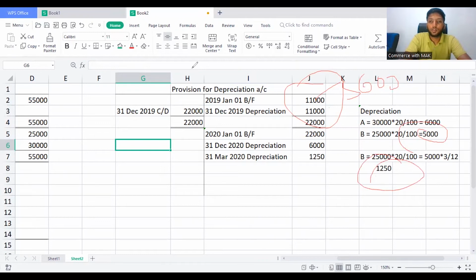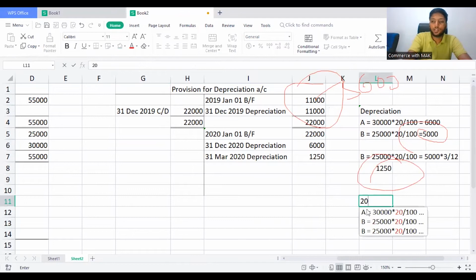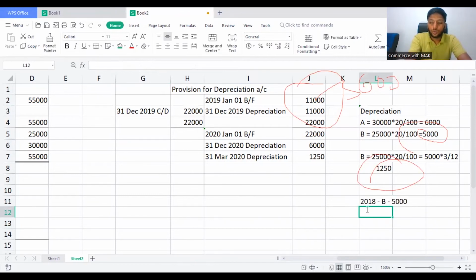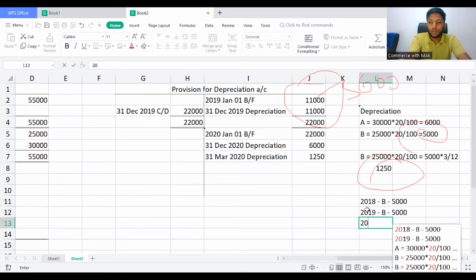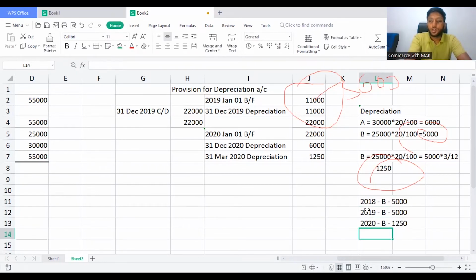So I'll put it here for you to understand it clearly. In 2018, vehicle B depreciation was 5,000. In 2019, vehicle B depreciation was 5,000, and in 2020 vehicle B depreciation was 1,250. Now when I'm going to finalize the provision for depreciation sum, I should remove this amount. So I should remove the entire amount. 5,000 plus 5,000 plus 1,250 will give me 11,250.